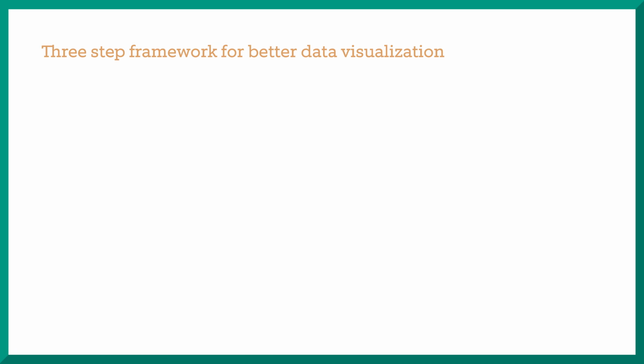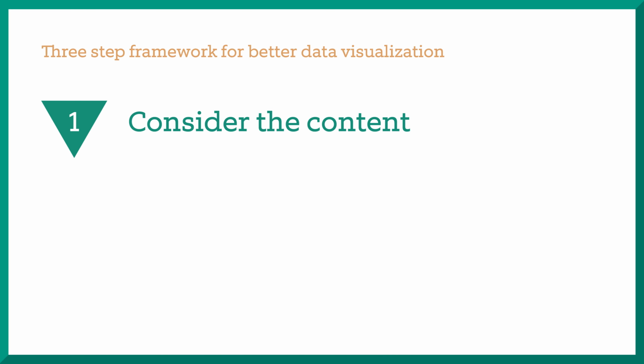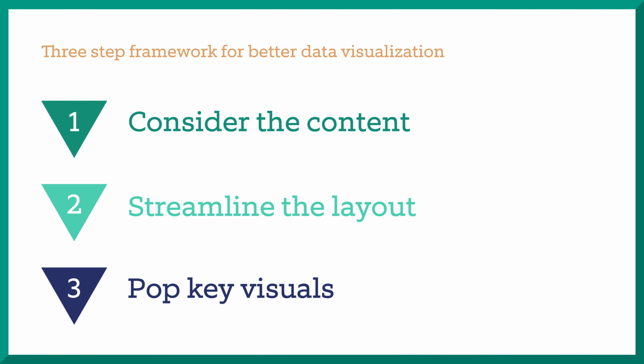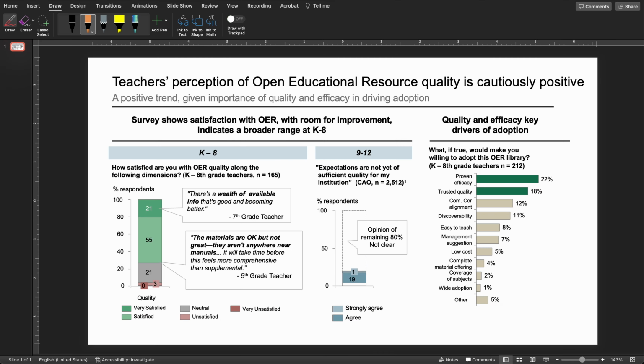Today we're going to look at 3 different ways to make a data slide more scannable and help tell a stronger story. 1. Consider the content. 2. Streamline the layout. 3. Pop key visuals. We often think about scannable slides using this framework, so we're going to show specific solutions addressing these 3 areas. Okay, here's the slide we're going to look at today.